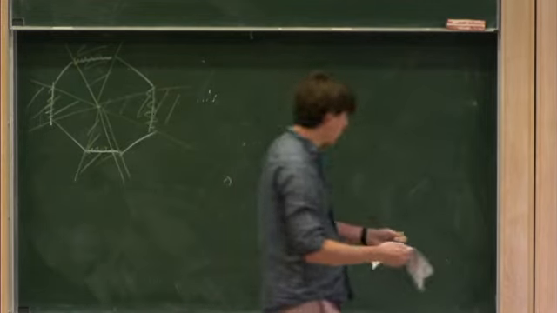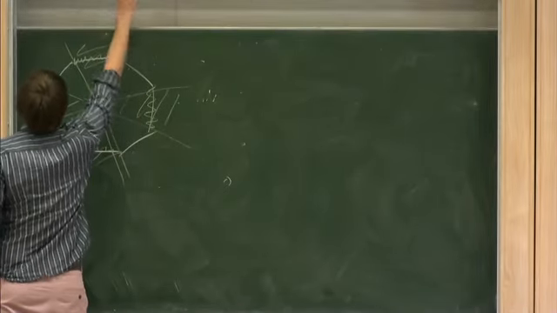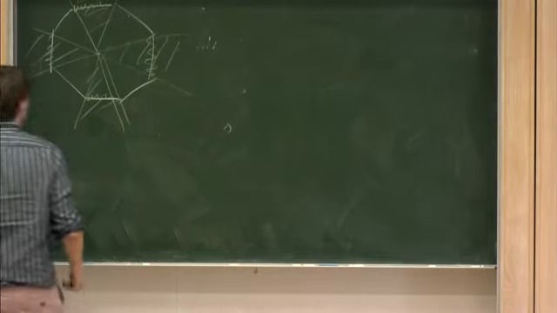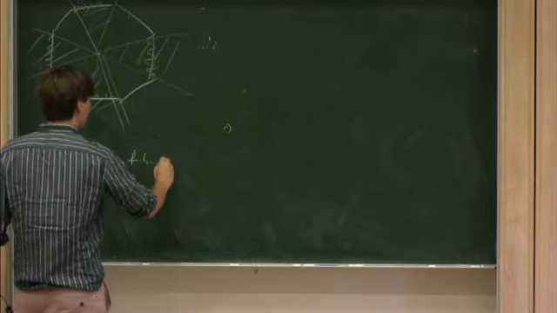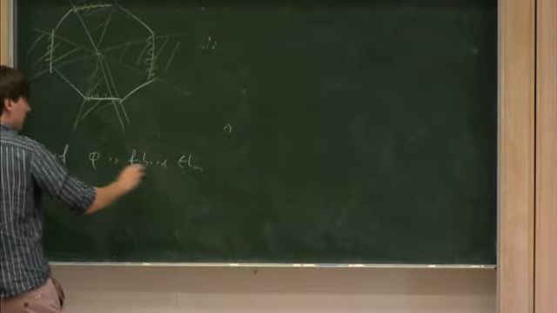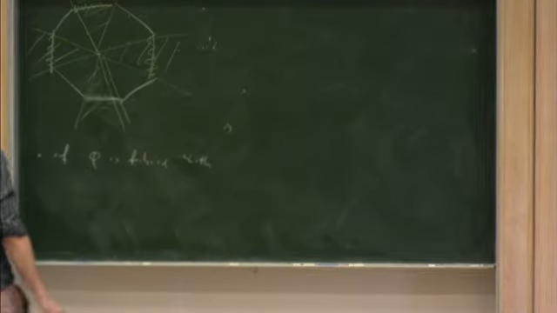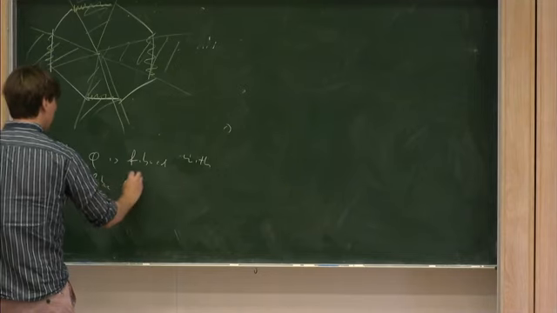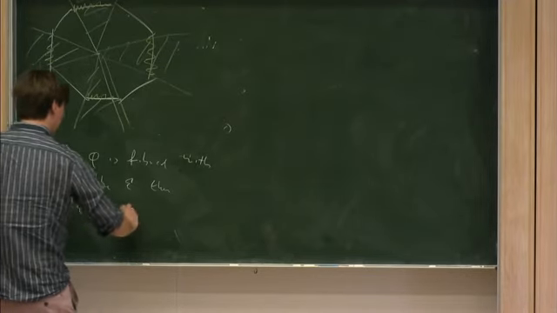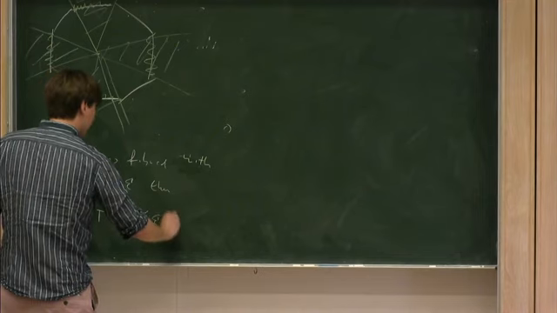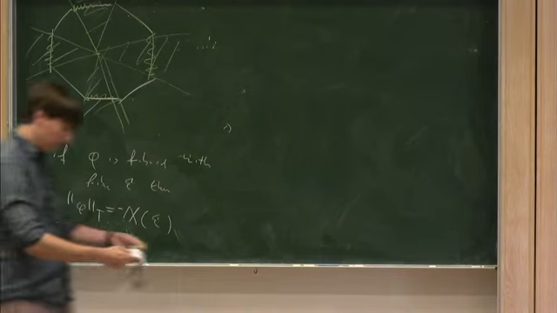Okay, so one more fact, one more bullet point, is that if phi is a fibered character with fiber sigma, then the Thurston norm of phi actually is minus the Euler characteristic of sigma. So for a fibered character, it detects really the fiber.